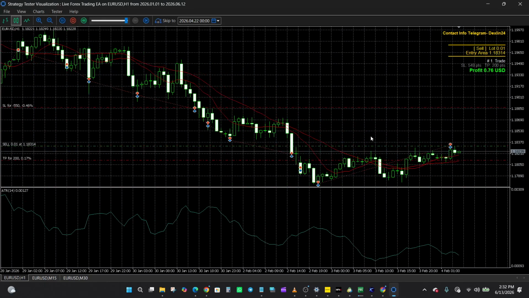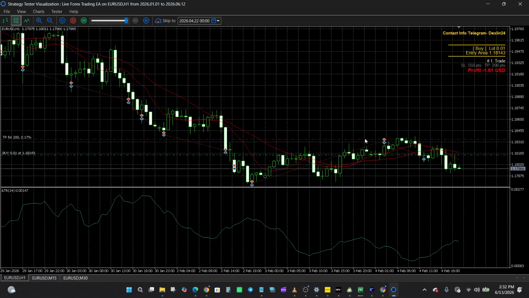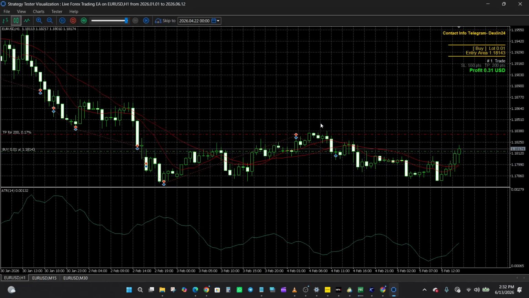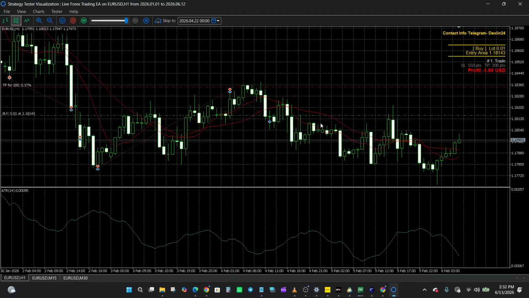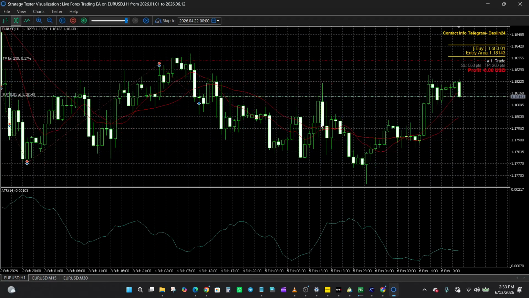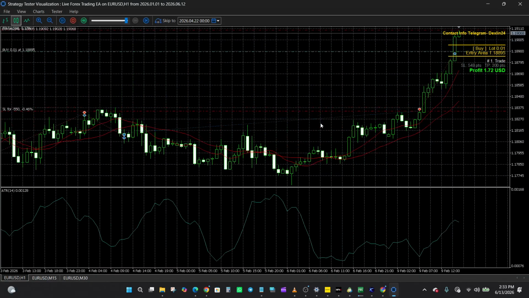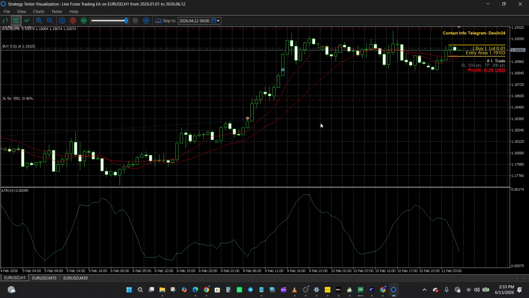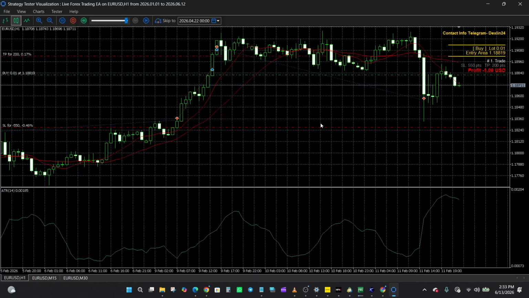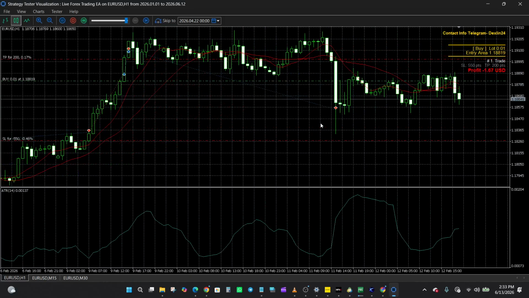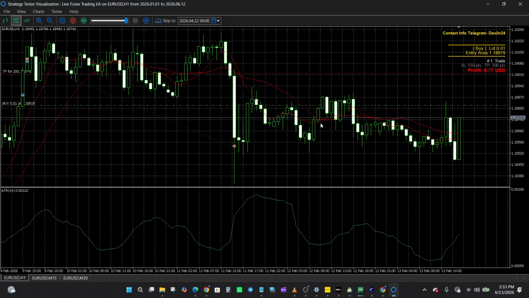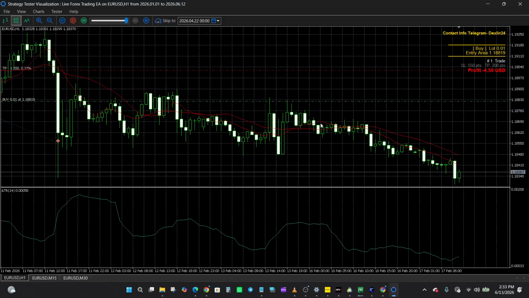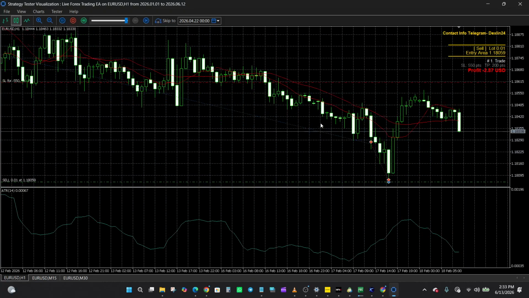Okay, so looking at the historical testing performance, it is important to remember that results can vary depending on risk settings, lot sizing, broker execution, spread conditions, slippage, market conditions, and user optimization. And historical backtest results should always be considered historical analysis rather than an indication of future performance.